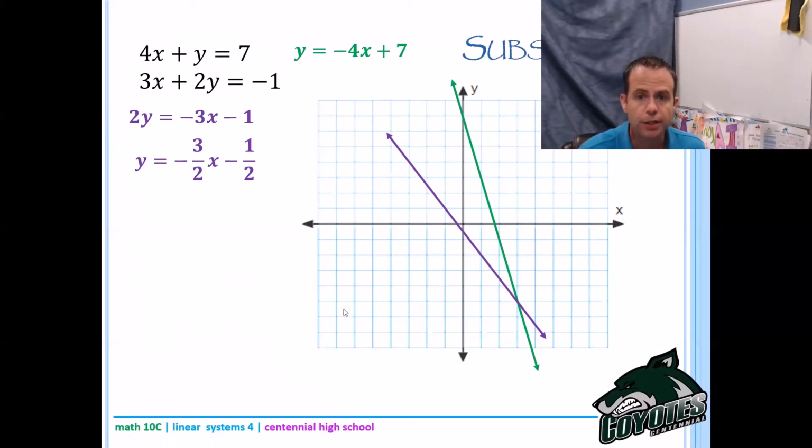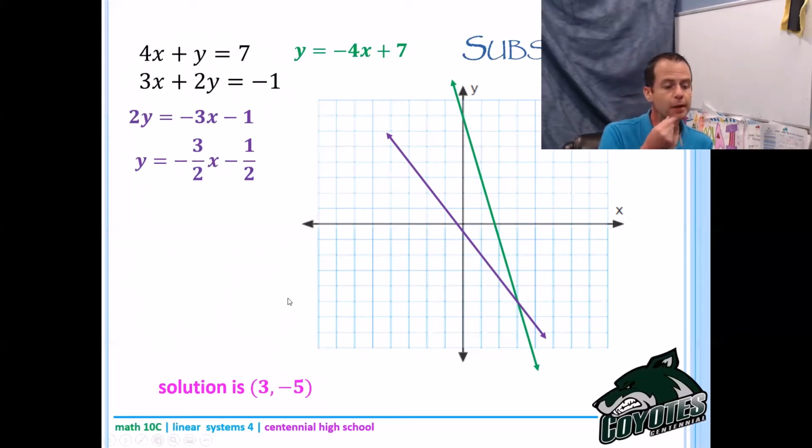Now, you'll recall, solving by graphing, the solution is the point of intersection, so I go and read the point of intersection, and I can see that the solution is going to be at (3, negative 5). Remember that solutions are always written as coordinate pairs, unless you're doing a word problem. If you're doing some sort of a word problem, the solution has to be the answer to the question. But other than that, the solution is always coordinate pairs. So bracket 3, negative 5.